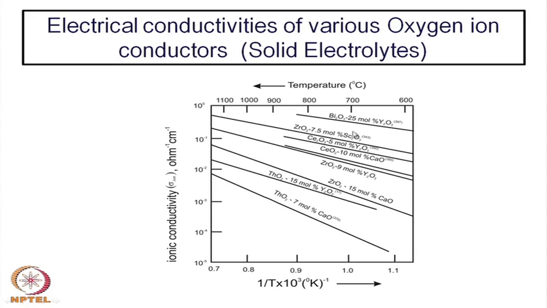So, these are the relative ionic conductivities of all the oxygen ion conductors, of different electrolytes known to us.